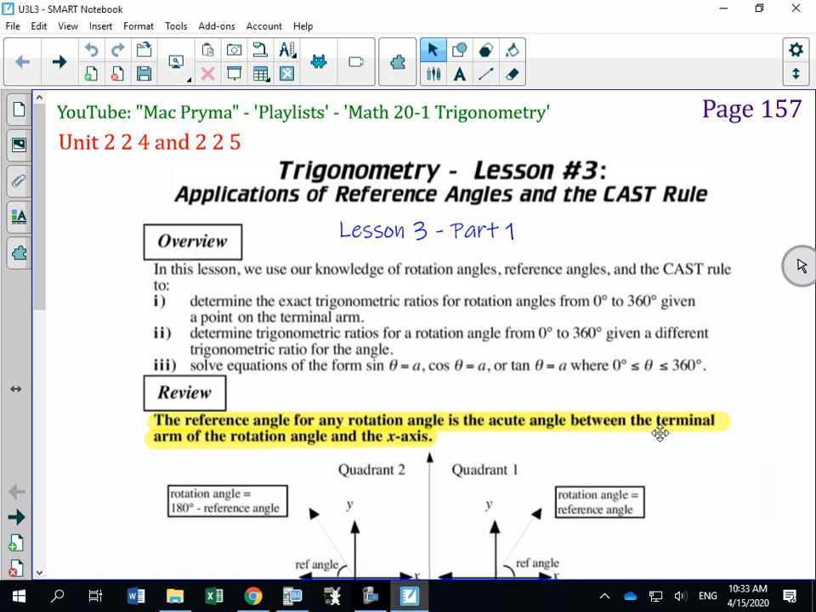This will be part 1 of lesson 3, and lesson 3 is on page 157 of your student workbook. Lesson 3, really big lesson. It would probably take, if we were in class, 2 full days to go through this lesson. There's 2 corresponding videos that you're going to watch from Mac Prima, so videos 224 and 225.